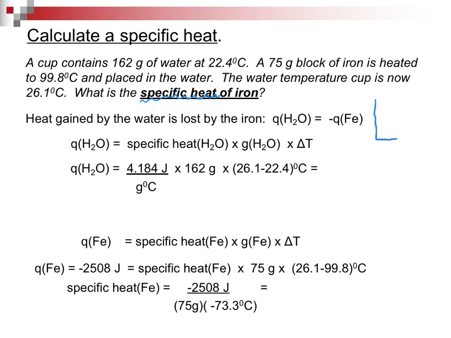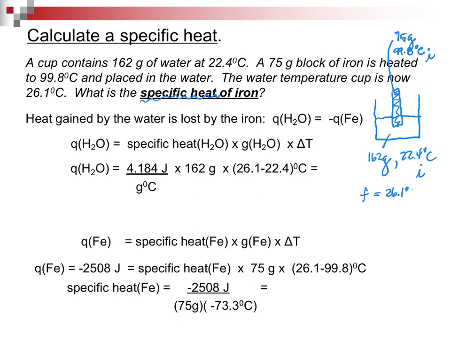So let's draw a little picture based on the words that are in this problem. I have some water, and it says that I have 162 grams of water, and it is sitting at 22.4 degrees centigrade. It says I am heating a block of iron. There's my block of iron. It weighs 75 grams, and it is sitting at 99.8 degrees centigrade. Both of these are the initial temperatures of the two items. When we come to equilibrium, I would say our final temperature is defined as 26.1 degrees centigrade.